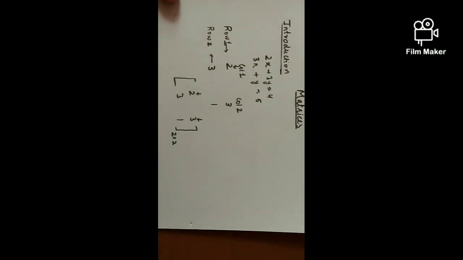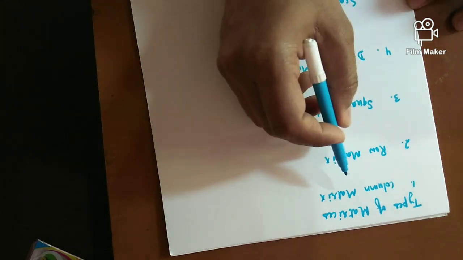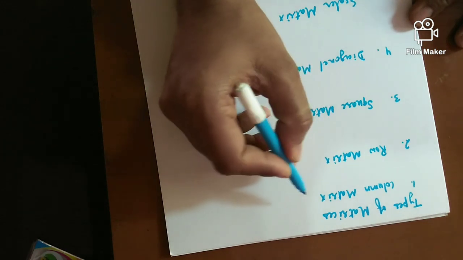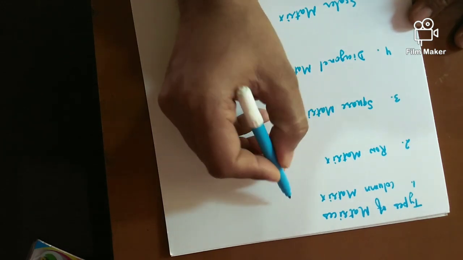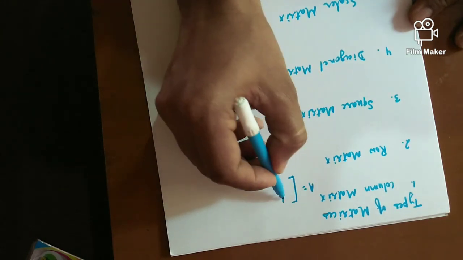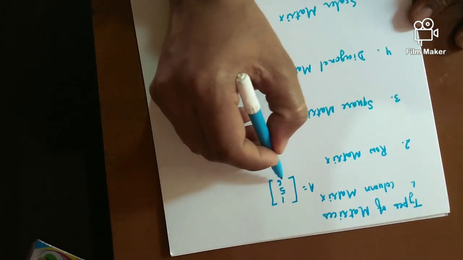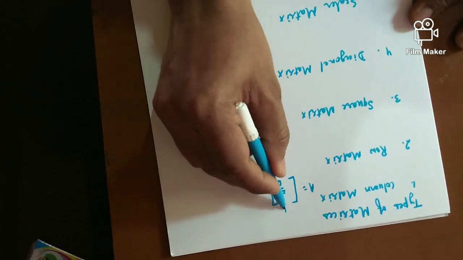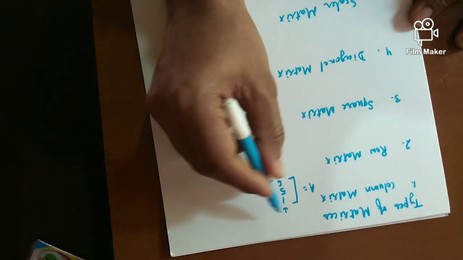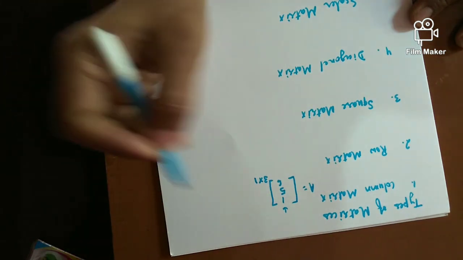Now we'll move further. The types of matrices. First one is column matrix. Column matrix means when there is only one column. For example, A is 1, 5, 6. You can see there are 3 rows and column is only 1. So this order is 3 cross 1. So all matrices of this type where the column is 1, we call that a column matrix.